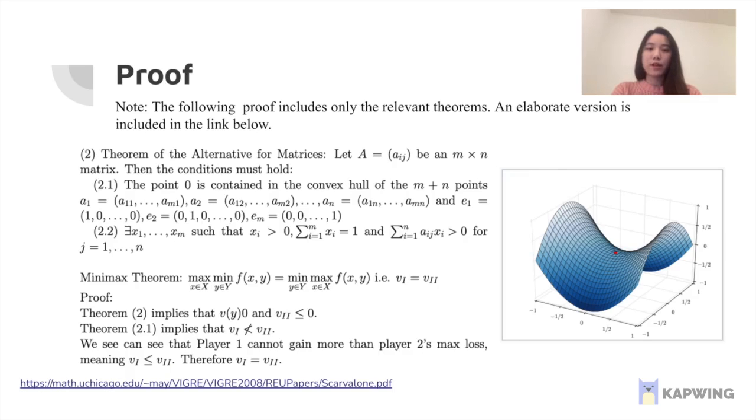I've also included a very brief proof with the relevant theorems. Essentially what this proof is saying is that in a zero-sum game, the amount that player 1 gains is equivalent to the amount that player 2 loses, and vice versa. I've also included a link for a more elaborate proof.